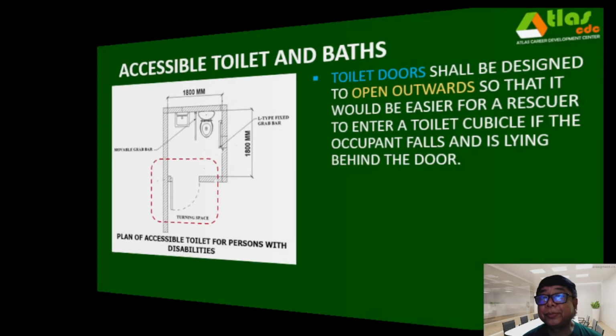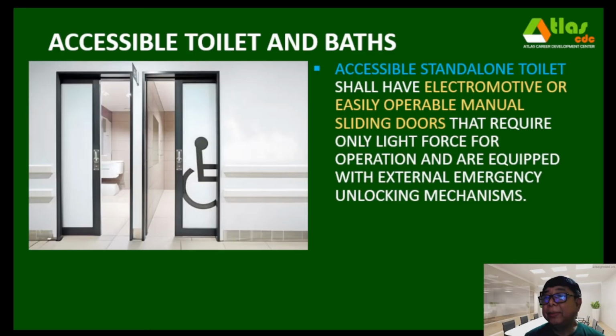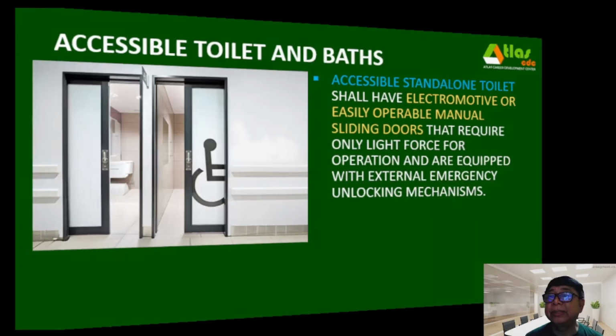Now, for the toilet doors, they shall be designed to open outwards so that it would be easier for a rescuer to enter a toilet cubicle if the occupant falls and is lying behind the door. The accessible standalone toilet shall have electromotive or easily operable manual sliding doors that require only light force for operation and are equipped with external emergency unlocking mechanisms.